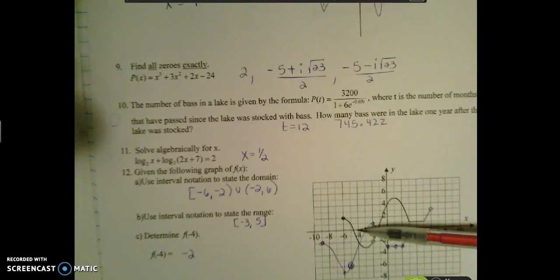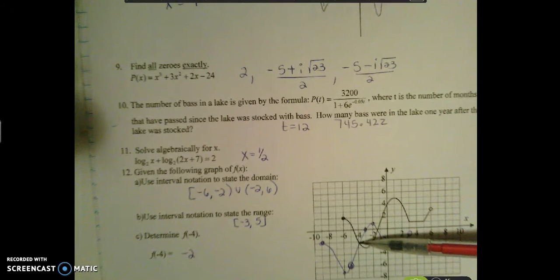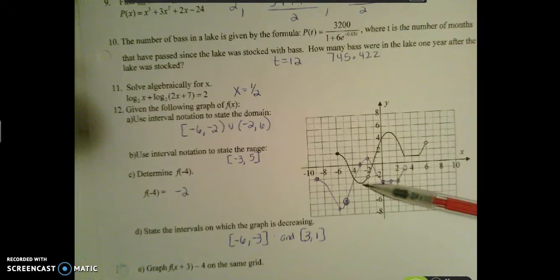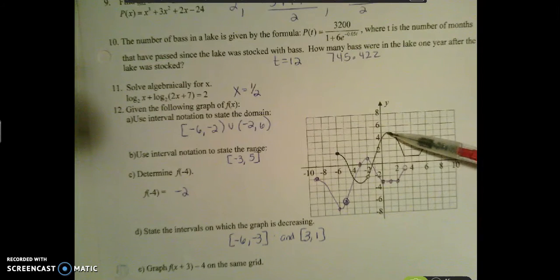F of -4 is going to be down here at about -2. Where's the graph decreasing? So let me slide this up so you can see it better. It shows you where it's decreasing from here to here, so from -6 to -3. And then again, it's decreasing from, that should be 1 to 3. So from 1 to 3, it's decreasing again.